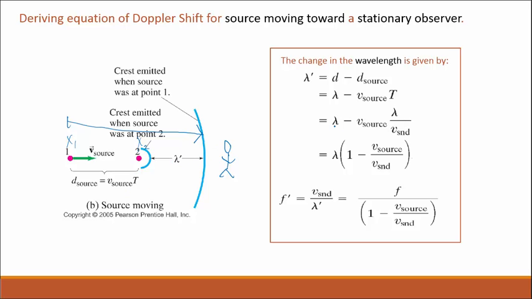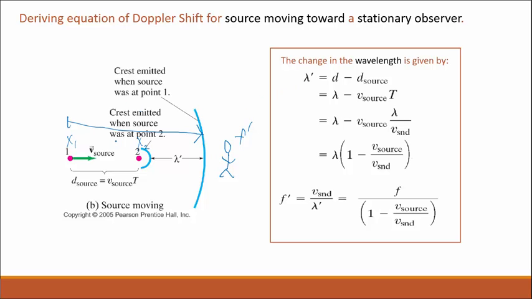So we can do a little calculation to derive a formula for the frequency that this guy is going to hear, and we call that f prime. Again, it's not a derivative, it's just the shifted frequency as opposed to the frequency if this source were at rest. So first let's look at the shifted wavelength.